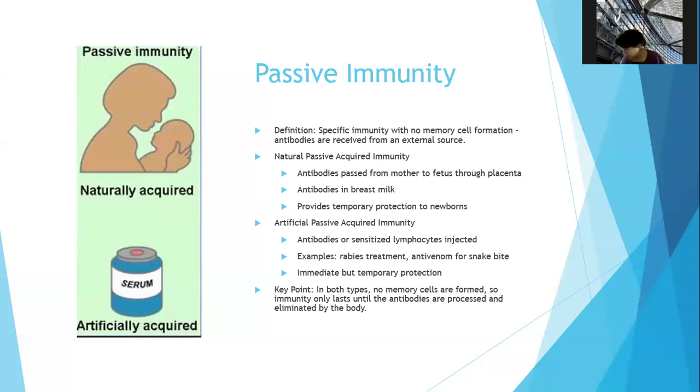So passive immunity is part of that innate response. And so the definition of passive immunity is that it's specific immunity to certain things with no memory cell formation. The antibodies are received from an external source. So naturally, passive acquired immunity is from our mother, from the mother to the fetus through the placenta. There are also antibodies in breast milk, which is why breastfeeding is good. And it provides temporary protection to newborns until they can start forming their own antibodies and memory cells and everything.